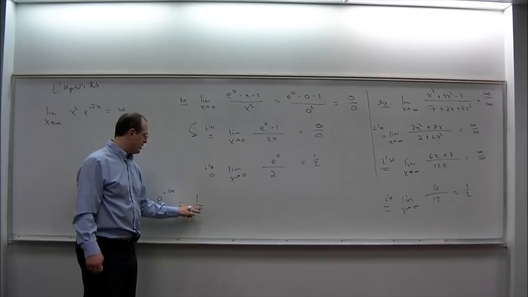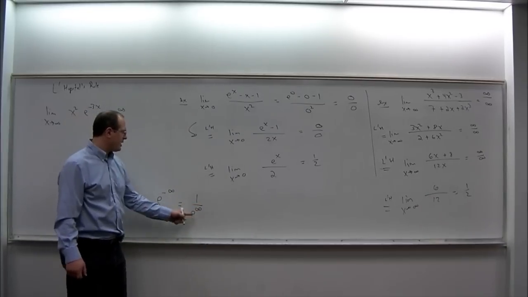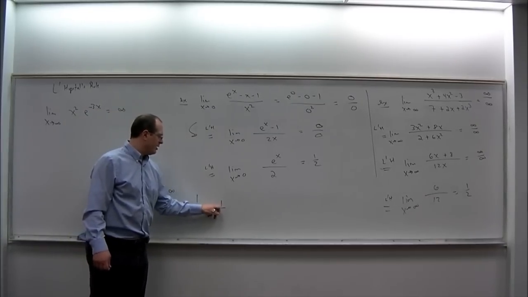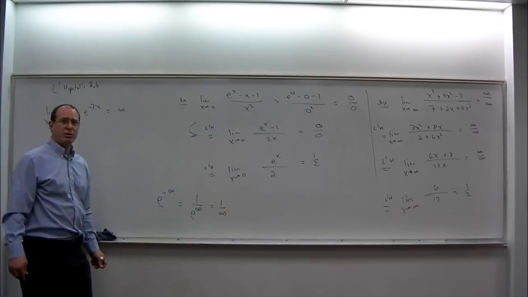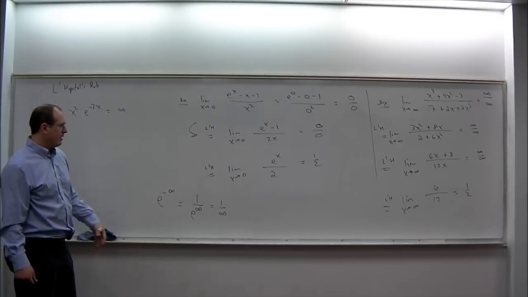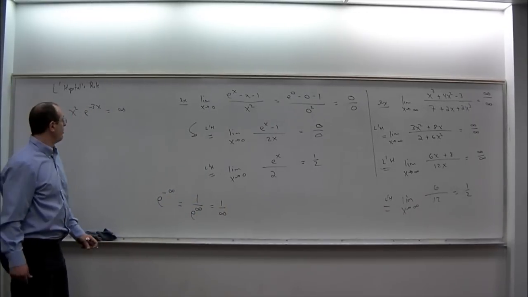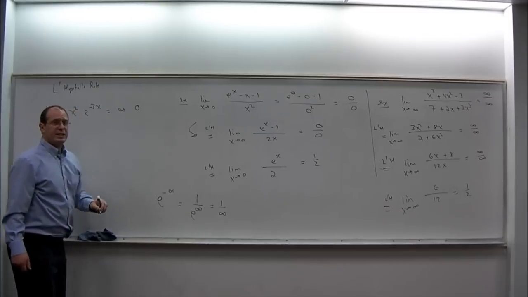So we should be looking at interpreting the reciprocal of e to the infinity. And e to the infinity is infinity, so we should be thinking about the reciprocal of infinity. And the best choice there is 0. So we have here infinity times 0.